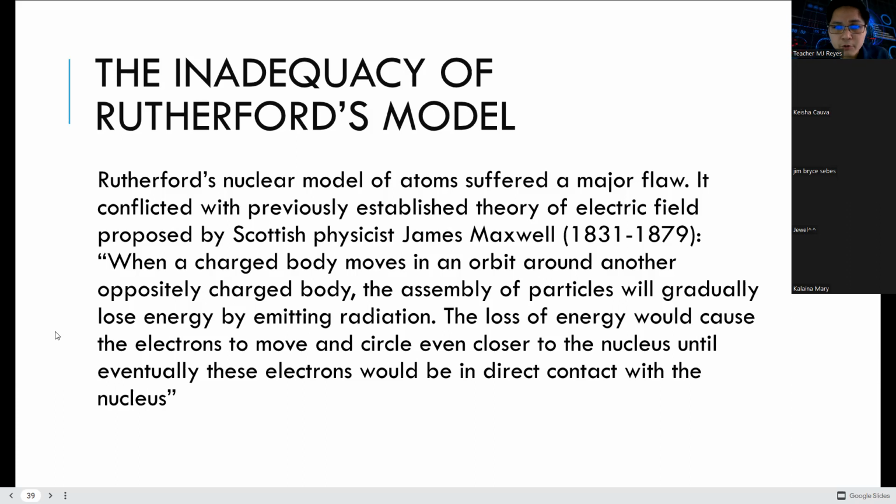When a charged body moves in an orbit around another oppositely charged body, the assembly of the particles will gradually lose energy by emitting radiation. According to James Maxwell, the loss of energy would cause the electrons to move in a circle even closer to the nucleus until eventually these electrons will be in direct contact with the nucleus. That is based on James Maxwell's theory of electric field. That's the major flaw of Rutherford's nuclear model.